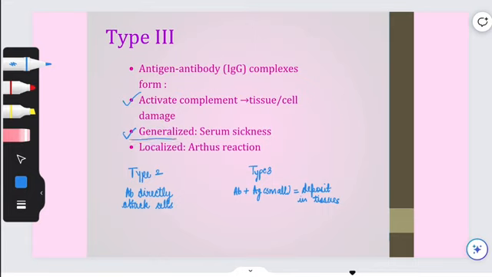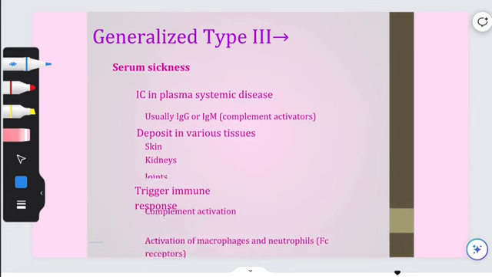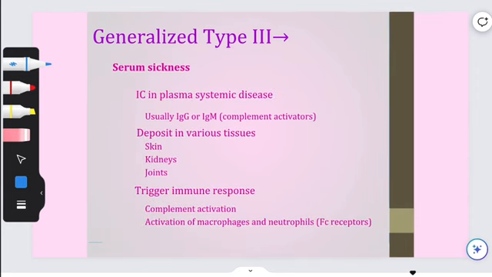There are two subtypes of type 3 reactions. The first subtype is called serum sickness and the second subtype is called an Arthus reaction. Let's talk about the serum sickness form of a type 3 hypersensitivity reaction. In this form of disease, there are immune complexes, which are those antibody-antigen complexes circulating in the bloodstream, and they deposit in lots of places causing systemic disease. The antibodies are usually IgG or IgM, and these are good complement activators, and you can just imagine those complexes circulating all through the body and depositing in skin and kidneys and joints and triggering systemic diseases.